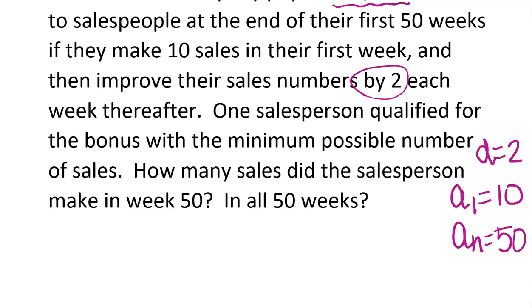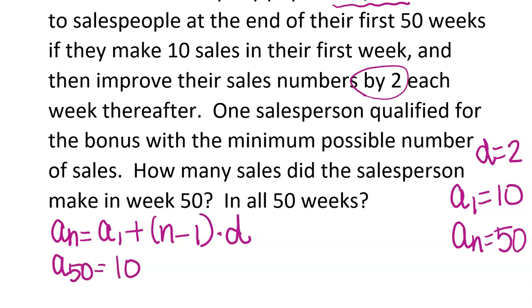So for this one, we're going to take a sub n equals our first term, a sub 1, plus the number of terms minus 1 times the common difference. That formula should look very similar to what we did a couple days ago with arithmetic sequence. So we want to know what is a sub 50.